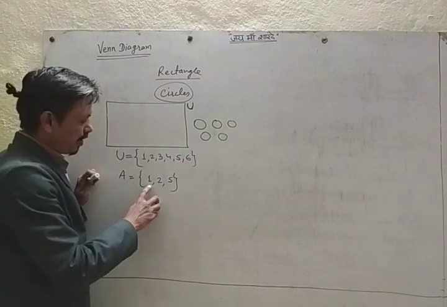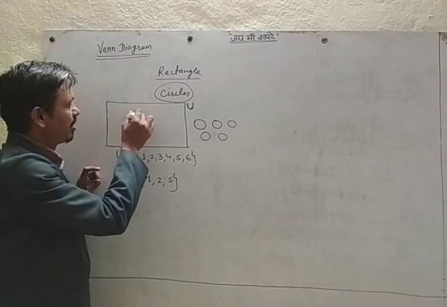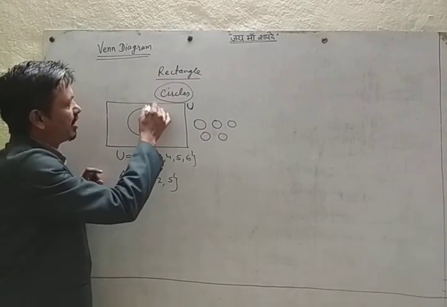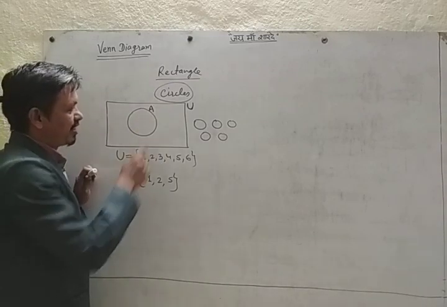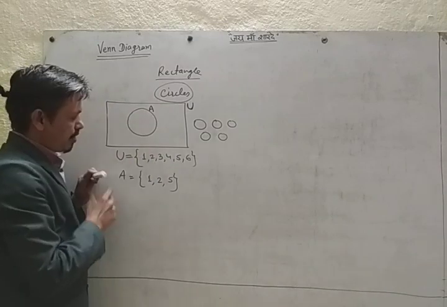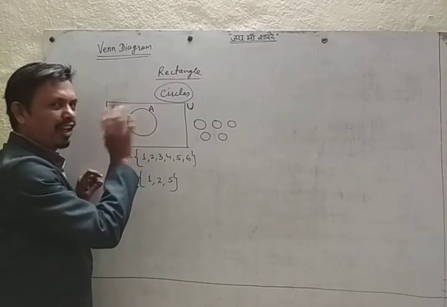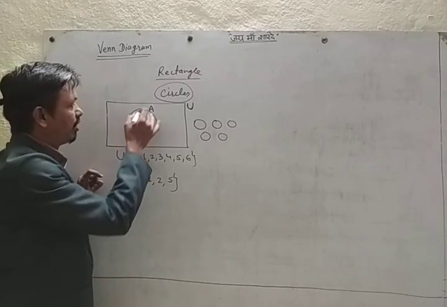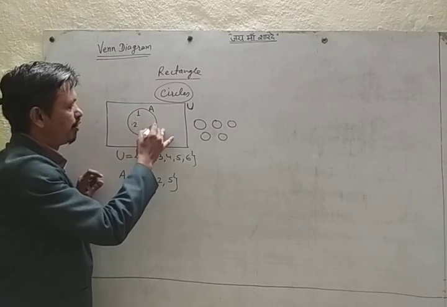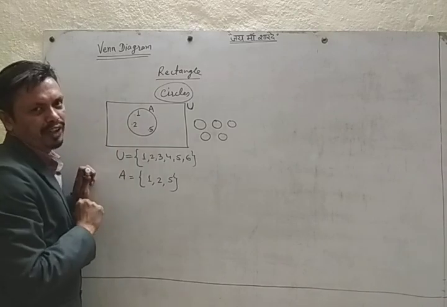Then elements of A, 1, 2 and 5, should be in A. So for A we have to use one circle. This is our set A. It is a subset of U, so it is inside U, meaning inside the rectangle. So A has elements 1, 2 and 5. So inside the circle, wherever we want, we can write 1, 2, 5.